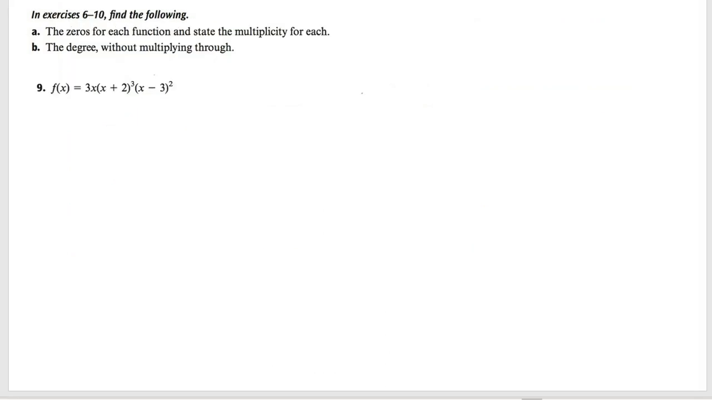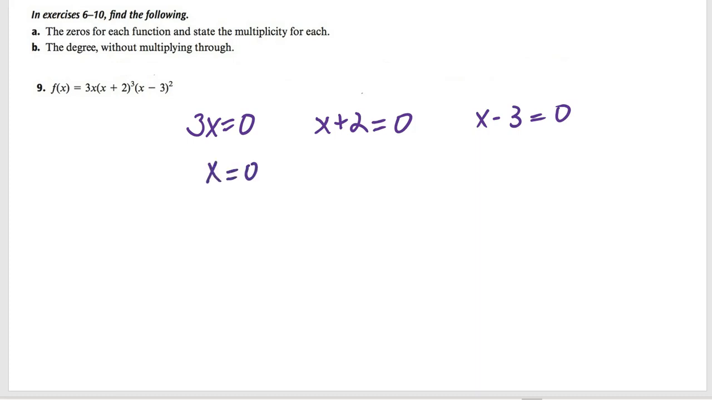The next exercise asks us to find the zeros for the function. Now, when it's already factored, this is very easy. We just set each factor equal to 0. So my first factor, my second factor, and my third factor. Notice I didn't worry about the exponent. I'm just looking at what's inside of them. So this will become x is equal to 0, x is equal to negative 2, and x is equal to 3. So I have 3 zeros.